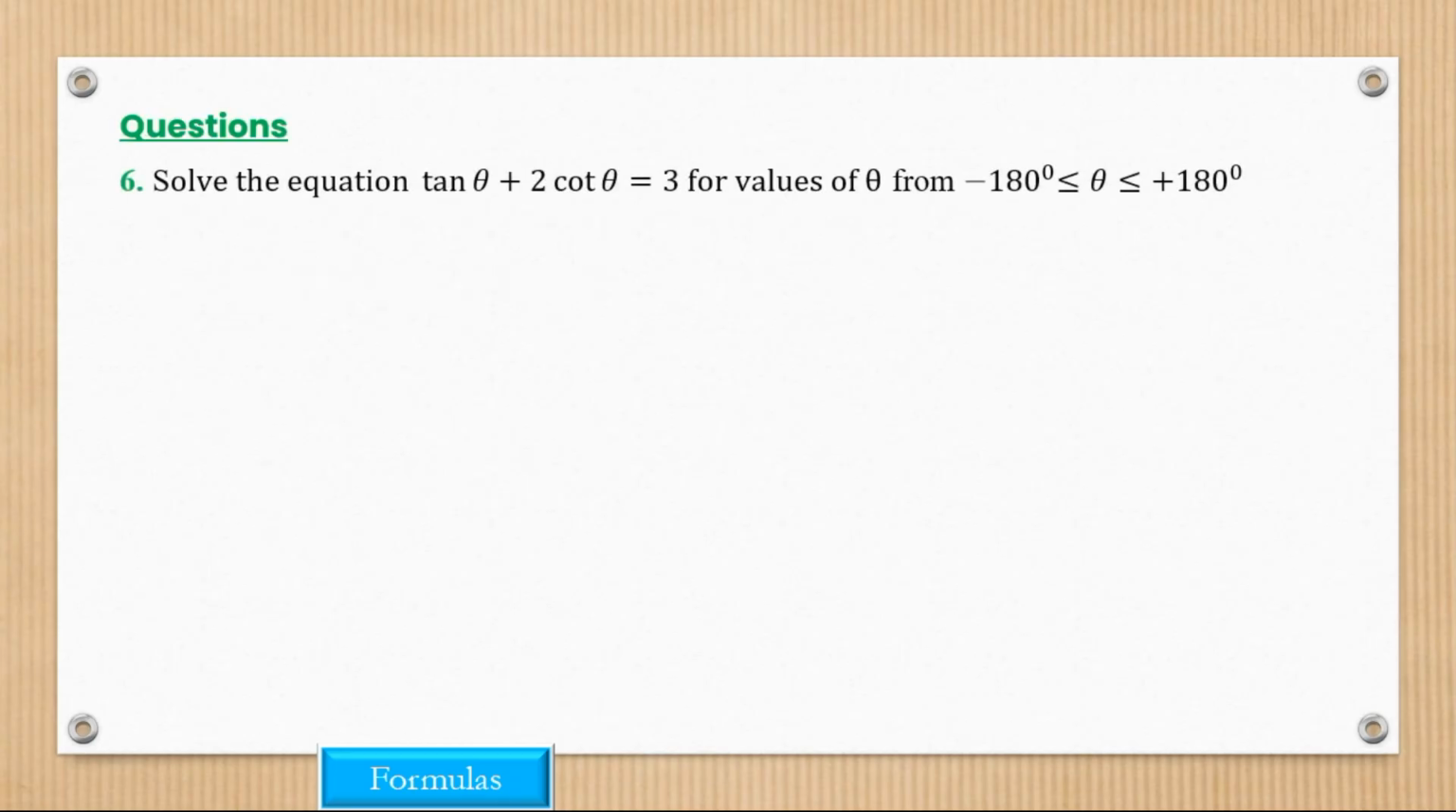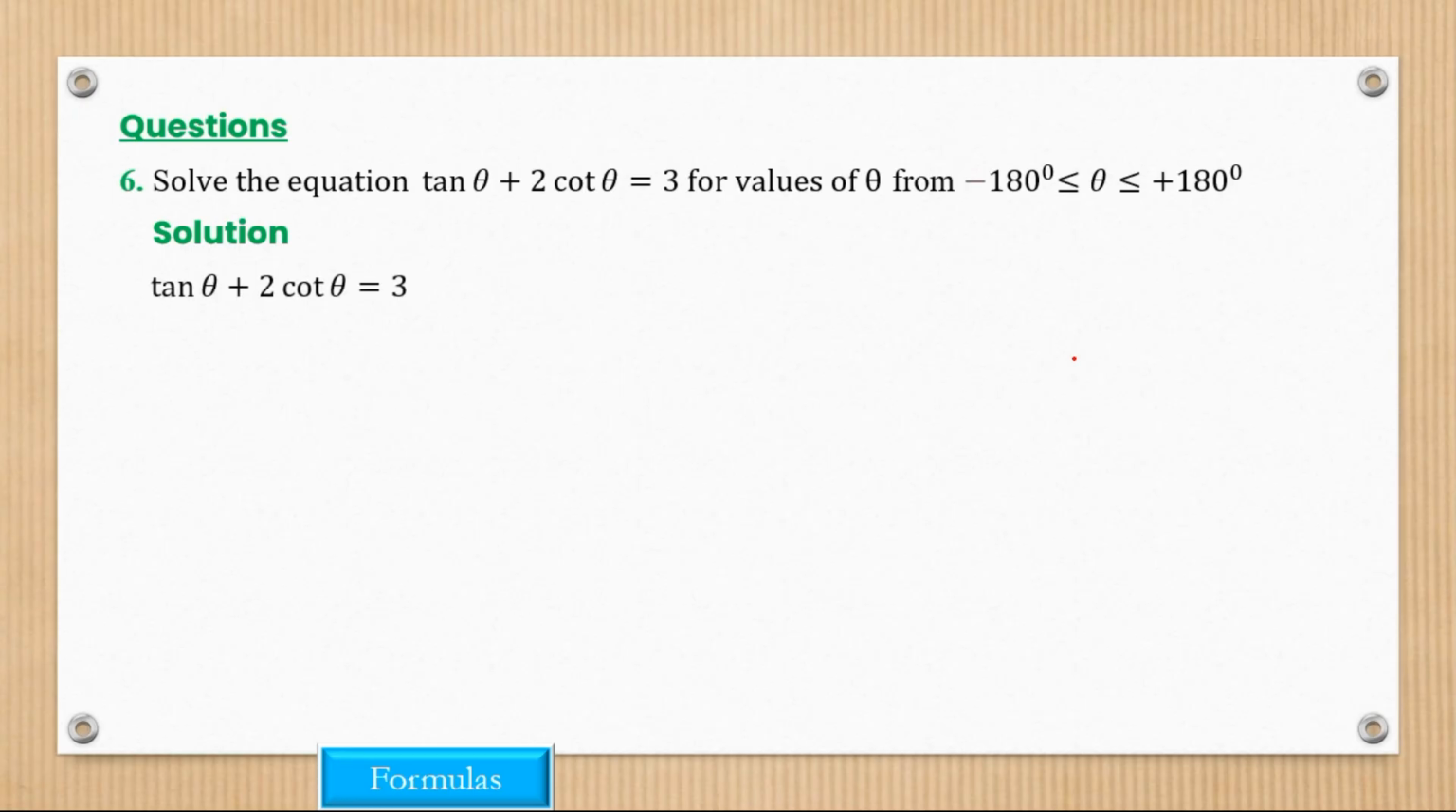Alright, so number 6. Solve the equation tan theta plus 2 cot theta is equal to 3, for values of theta from negative 180 to positive 180. Now, again, in this example, we're allowed to do some clockwise rotations because the negative values are allowed here, but we're not allowed to go past positive 180 and past negative 180. So this is how we solve it.